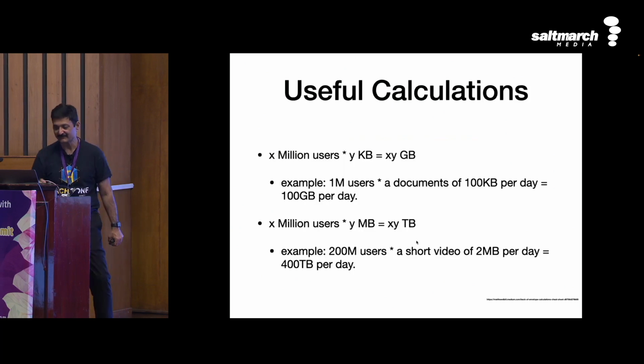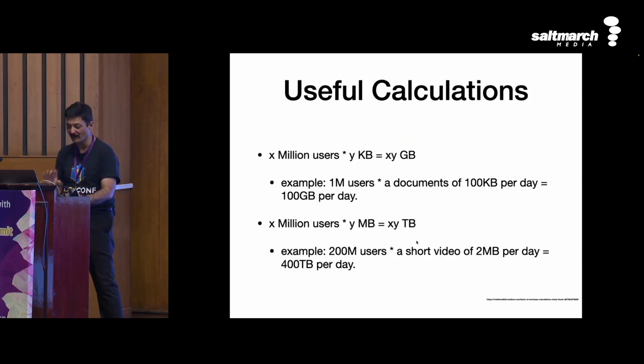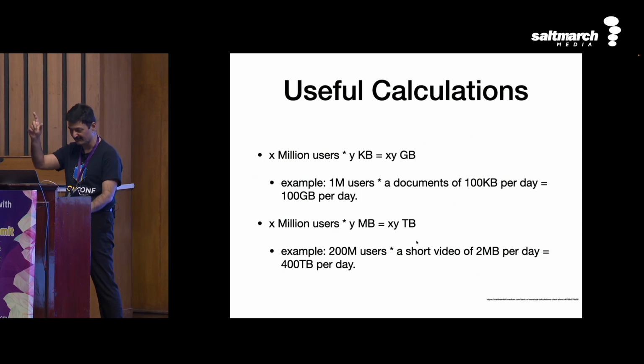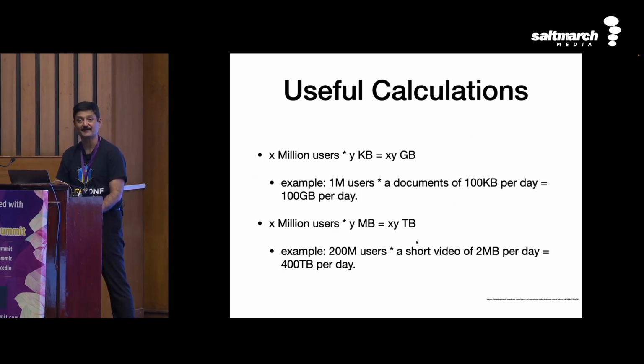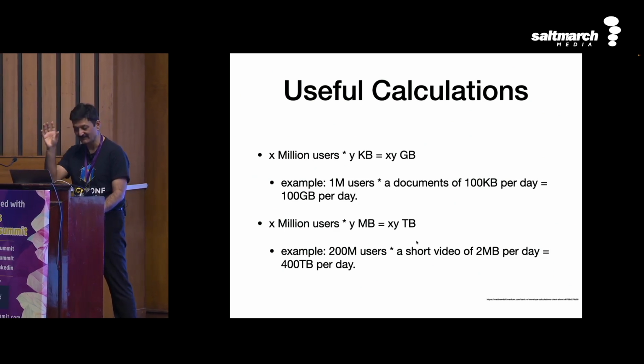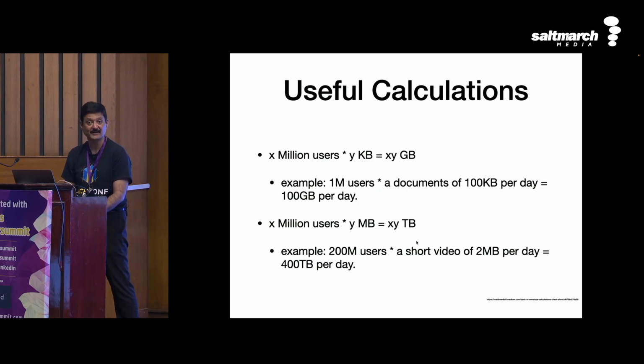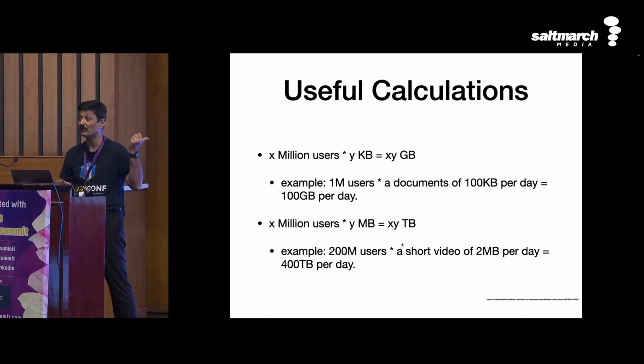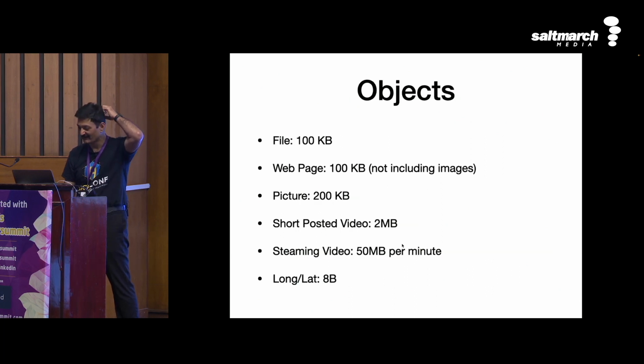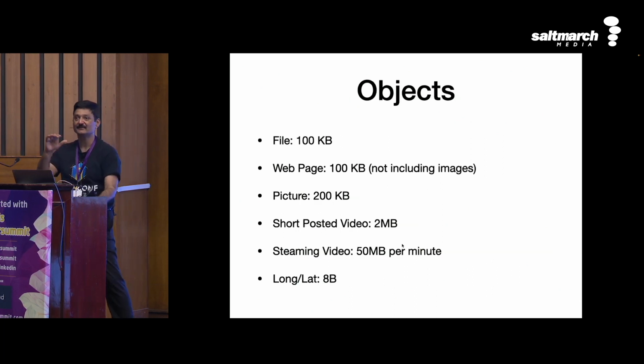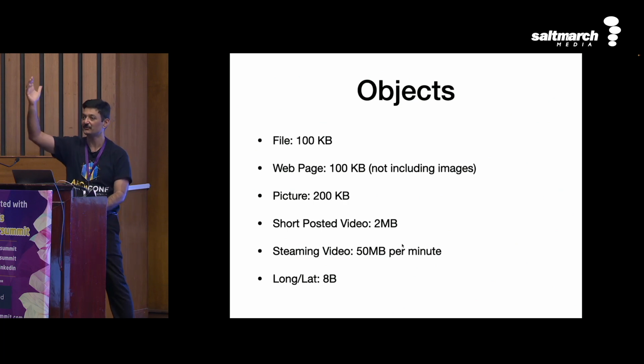Now, this is a useful calculation. 1 million users, 100 kilobytes per day. That means 100 gigabytes per day we need to calculate. So this calculation you need to know for your company, what that looks like, okay? So this is a cheat sheet, you can call it.